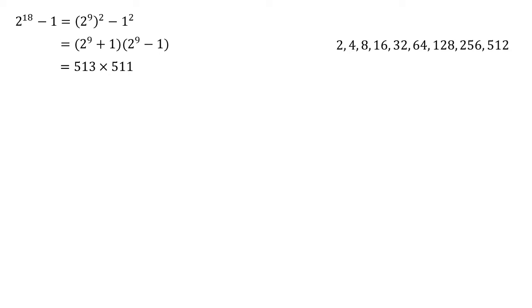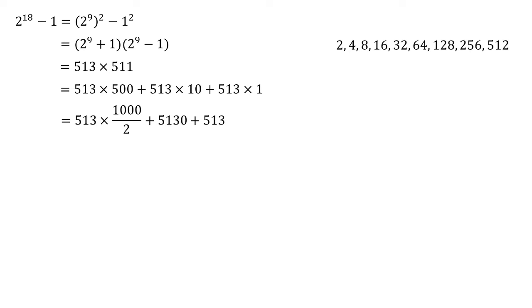There are multiple methods for doing this now. Some people prefer to write this out as 500 plus 13 times 500 plus 11 and then multiply it out like you would with algebraic brackets. What I choose to do instead is I'm going to split this 511 up into 500, 10 and 1. So we've now got 513 times 500, add 513 times 10, add 513 times 1.